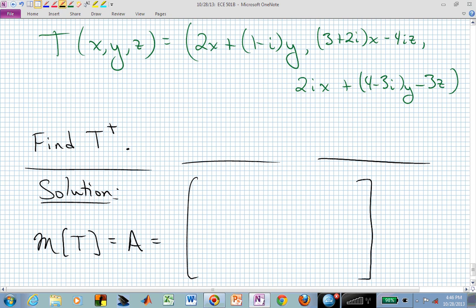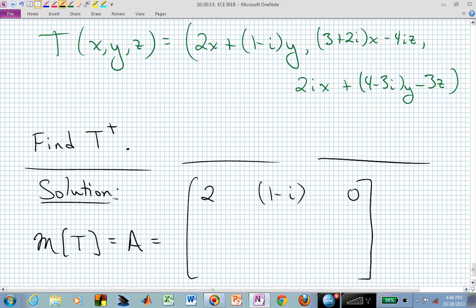What scales x? 2. So that's going to go right there. That's what's going to pull off the x sitting here to get me 2x. Now I want to add to that something times y. And that's just 1 minus i, isn't it? And what do I need to scale z with in the first coordinate of the output? I don't want any z, so I put a 0 there. Is it clear where that's coming from? How I obtained that first row of A, the matrix representation of that linear map, T.